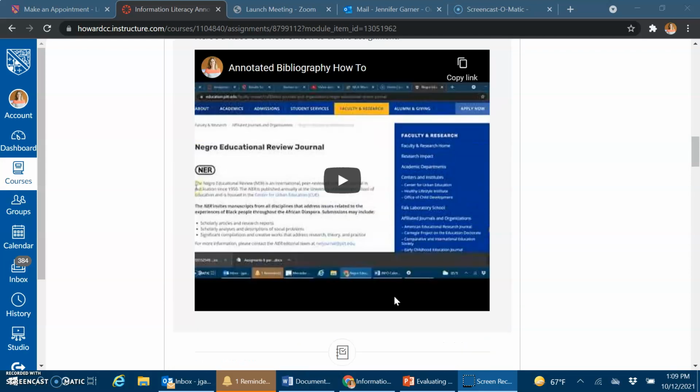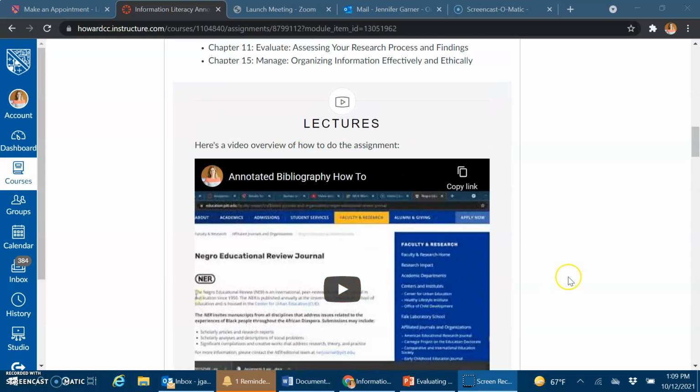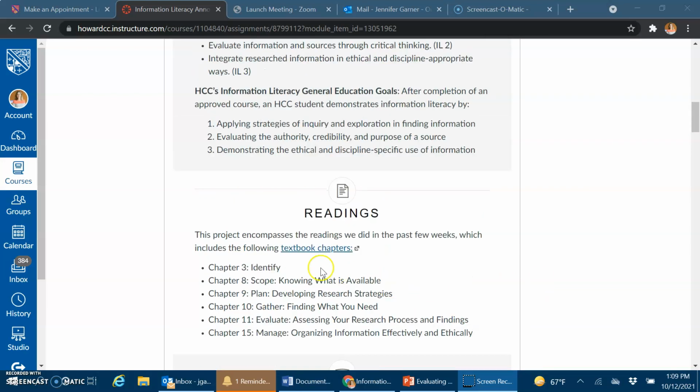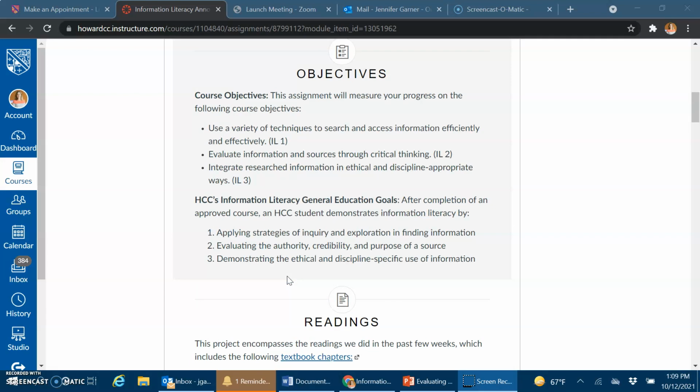I just want to make sure that it was clear what the topic is. There's a video here that talks more about how to do the annotated bibliography. We're going to be working our way through all the different chapters of the book that deal with information literacy. So we're going to take this bibliography a little bit slower than the last one, thinking about all the different skills involved. And so the assignment for today is identifying your topic.